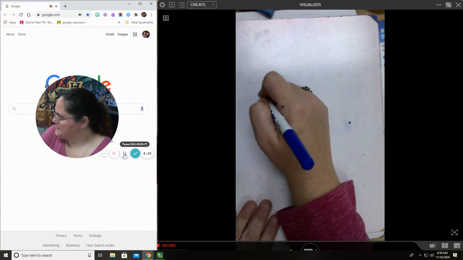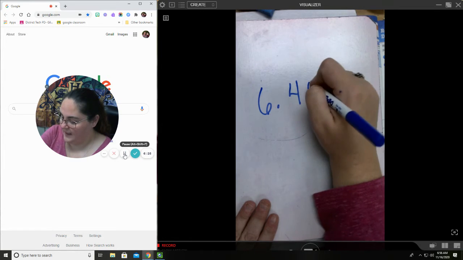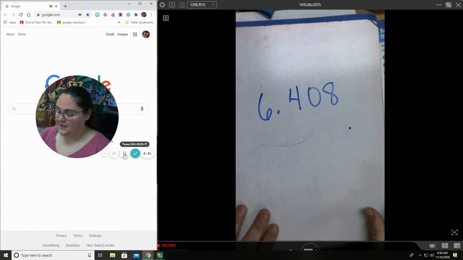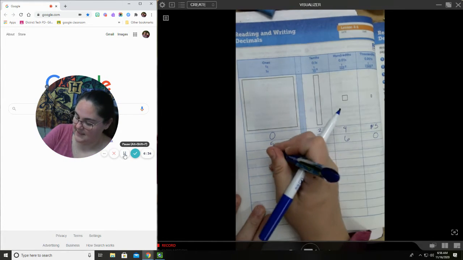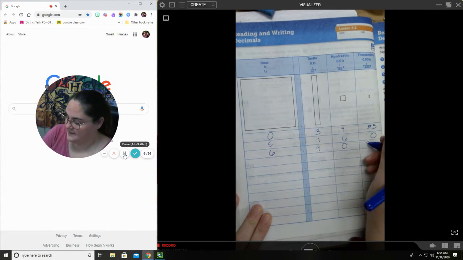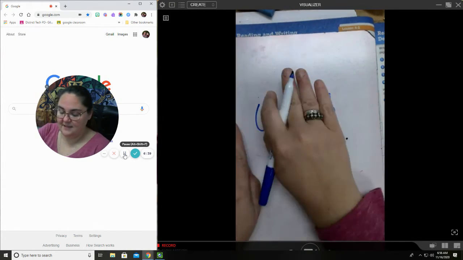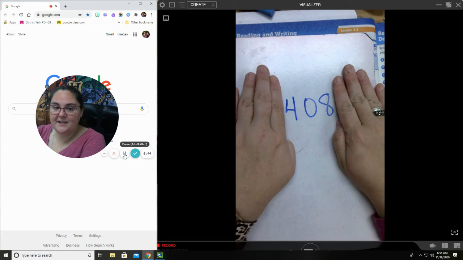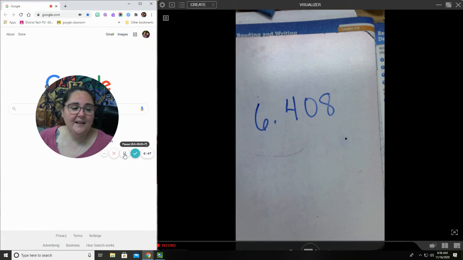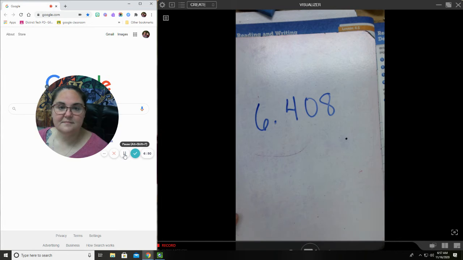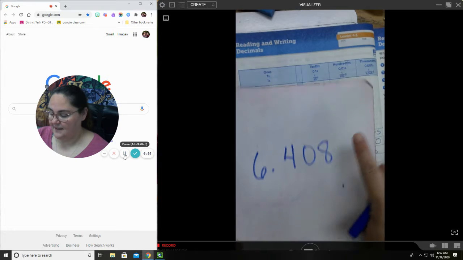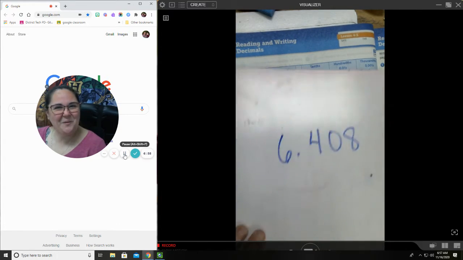Let's try, what would you do with 6.408? How would I put that in my chart? You should have 6.408. Now again, think of my hint. Say what's before the decimal and after your decimal place value. How would I read this number? You should have said 6 and 408 thousandths. That's how you would have read it.